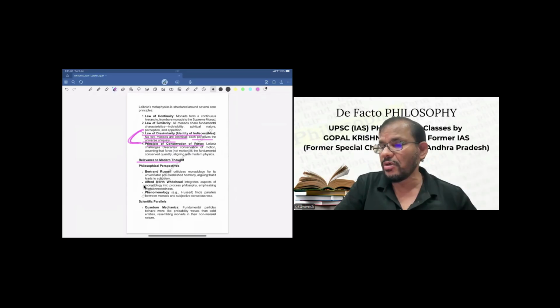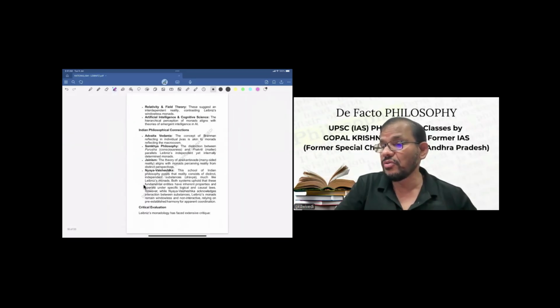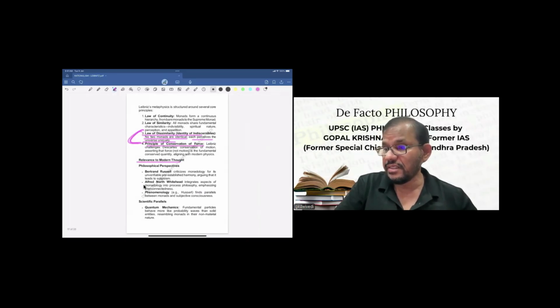Now, what is its relevance to modern thought? If we see the philosophical perspective, then scientific, and then also Indian philosophical connections. Bertrand Russell criticizes monadology, as we have seen previously. Alfred North Whitehead integrates aspects of monadology into process philosophy. Whitehead was a proponent of process philosophy, so he has taken a clue from monadology and integrated it into process philosophy. Then phenomenology: Husserl also finds parallels between monads and subjective consciousness. So basically, he also has taken a cue from Leibniz's monadology.